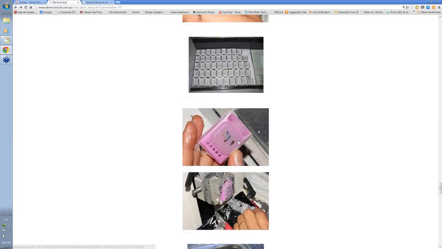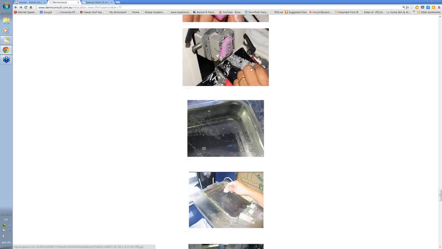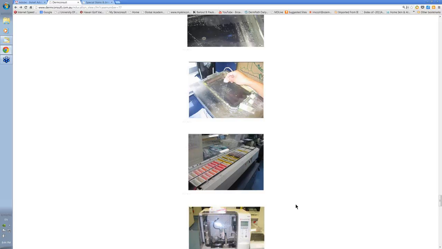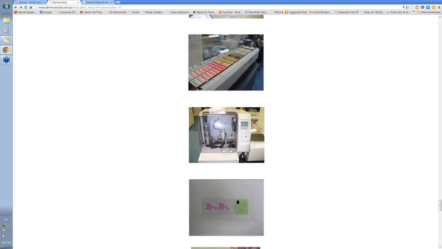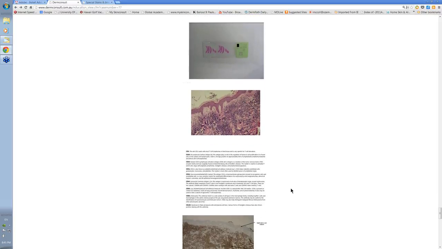This is how a block's processed. This is how it's cut on a microtome. This is how the individual paraffin slices here are floated in this float bath, and they're then put on a glass slide. Then they're put in an automatic stainer, and then they're capped. And then you examine it.